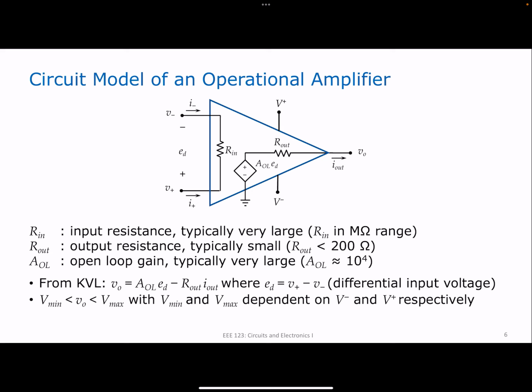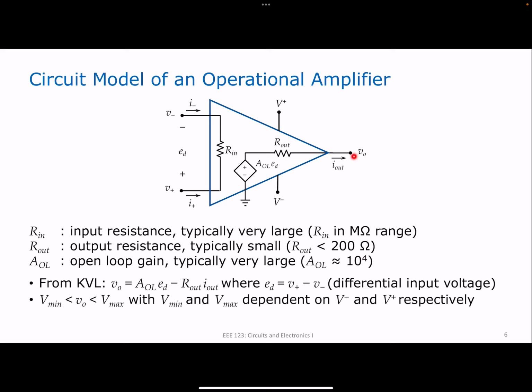Between your inverting and non-inverting input, we have an input resistance R in. R in is typically very large. It is in the megohm range. R out is typically small. It is in the less than 200 ohm range. And A sub OL is typically very, very large, in the range of 10 to the 4 volts per volt.